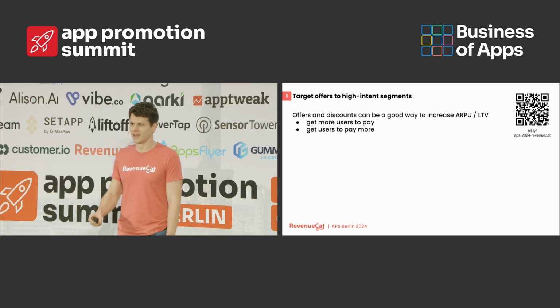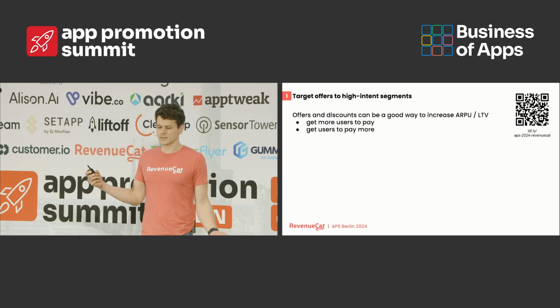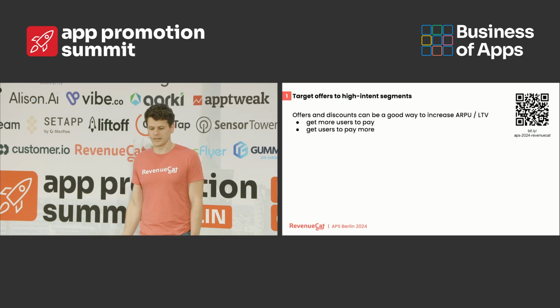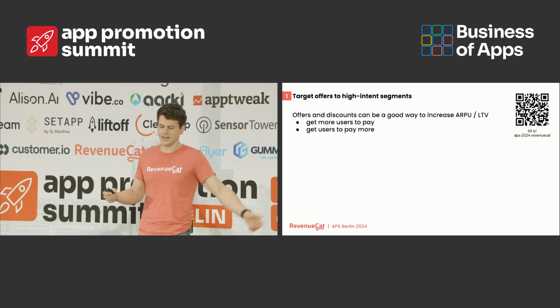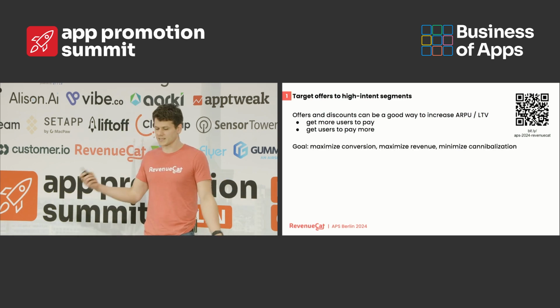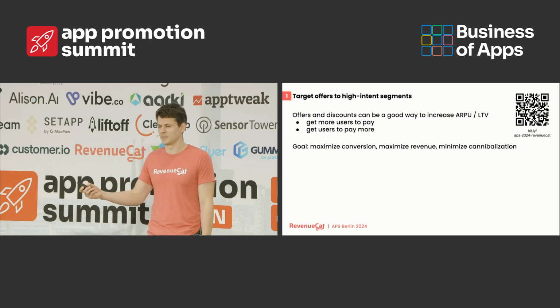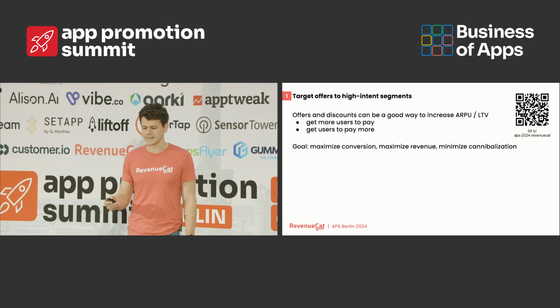All right, first idea is about CRM and how to effectively target monetization campaigns. Offers and discounts can be a good way to increase your ARPU or your LTV by both getting more users to pay and getting users to pay more. What you always want to do is maximize the conversion, right? Get as many people to subscribe as possible, maximize your revenue from those conversions, and minimize cannibalization, meaning you don't want to give a discount to people who would have otherwise bought at the full price.